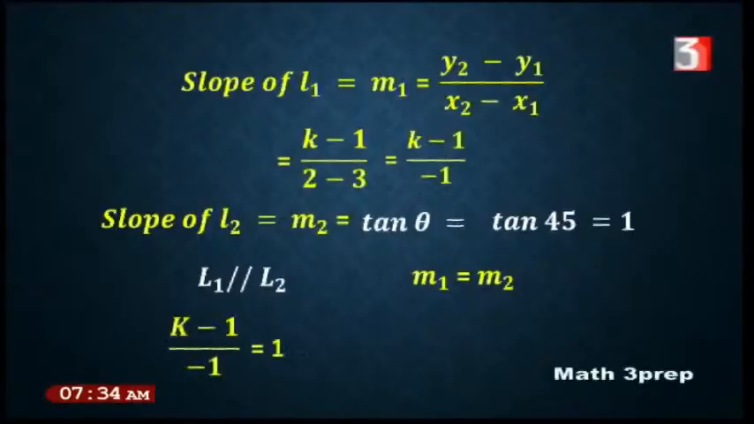So it is (k minus 1) over negative 1 equals 1. By making cross multiplication, so k minus 1 equals negative 1. And by adding 1 to both sides, so k equals 0.